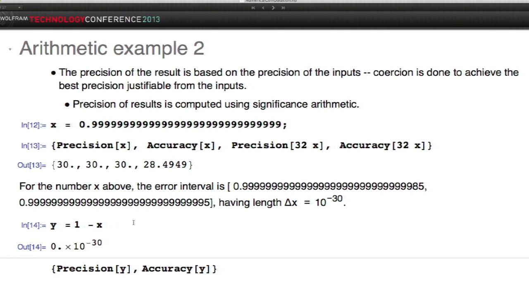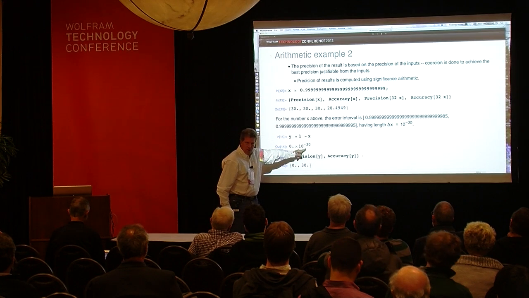Now if I look at the precision and the accuracy on this one, it has no precision, because I don't know if any of those digits are right. But I still do have information about that number. And that's why it shows with this exponent of minus 10 to the 30th.